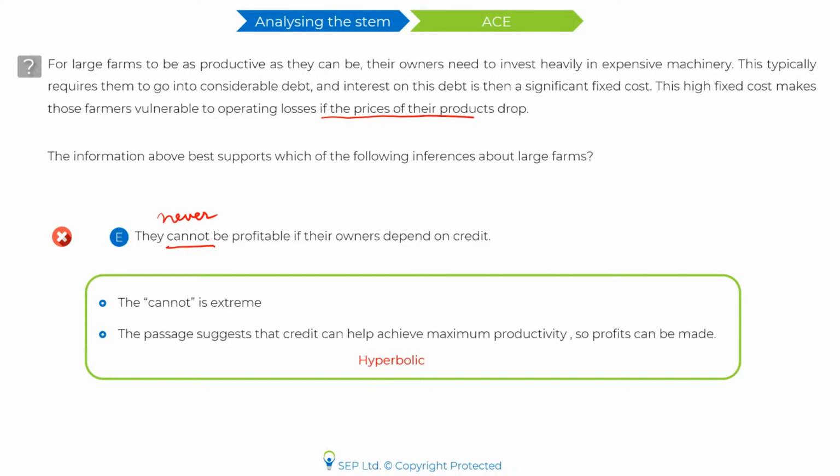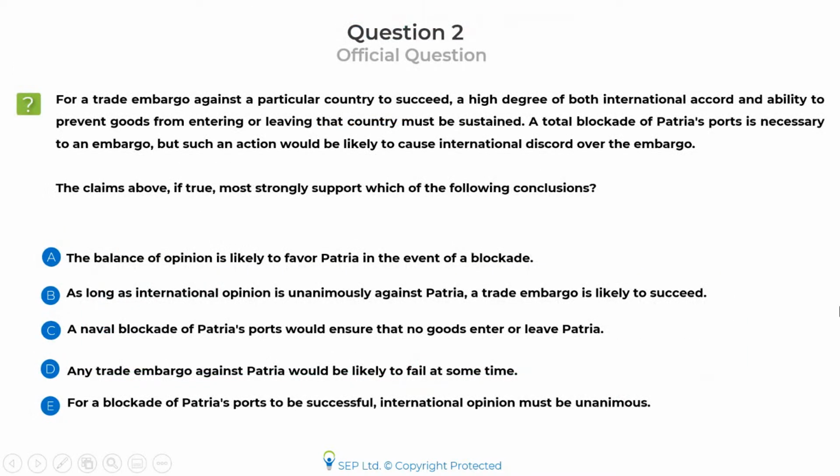Okay, thank you guys. Let's get started with the next question of the evening. Here it is. I'm going to mute myself while you give this a shot.